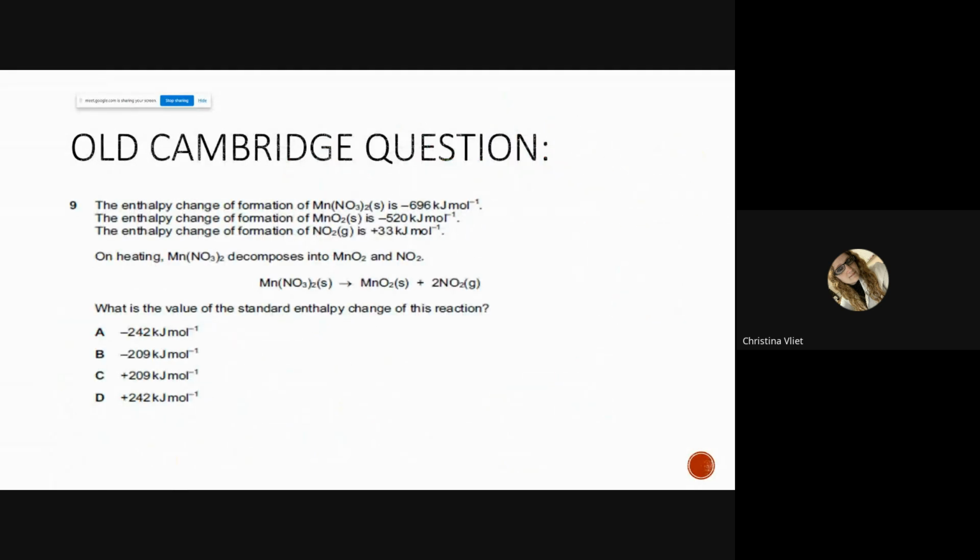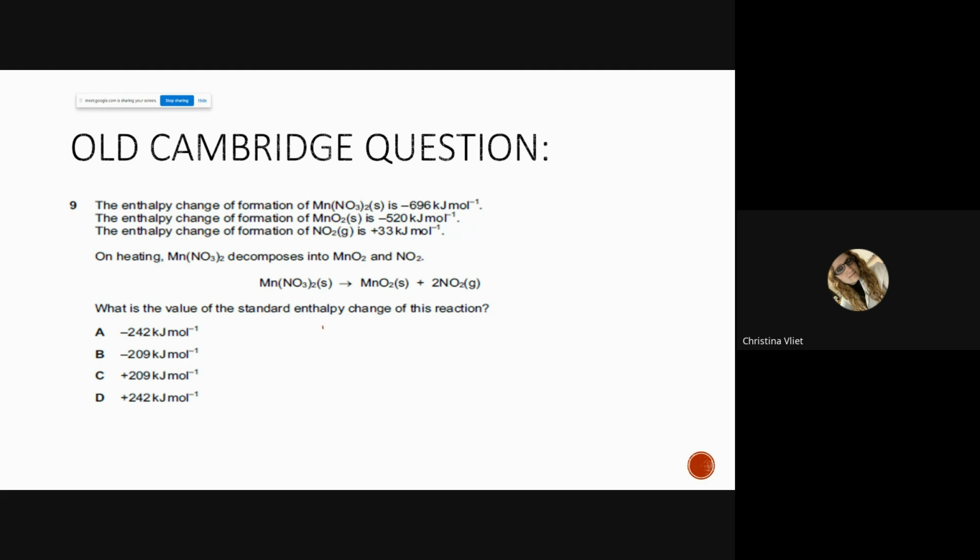Let's try again. This time they don't ask you for an energy cycle. They give you the enthalpy change information of these things. They tell you a reaction. They give you the chemical reaction. Then they ask you what is the value of the standard enthalpy change of reaction. So what can we do here?